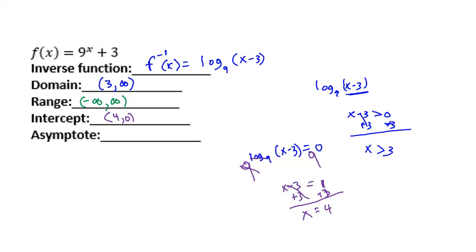The domain tells us a little bit about the asymptote. Notice that we can't have x being equal to 3. So our asymptote would be at x equals 3.